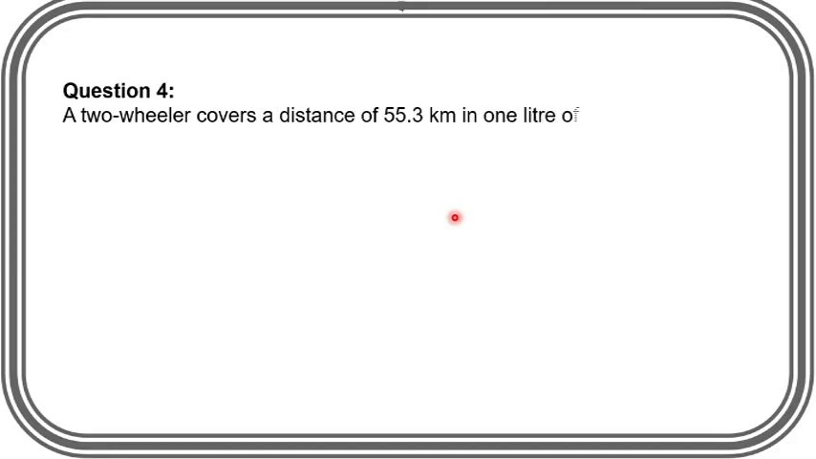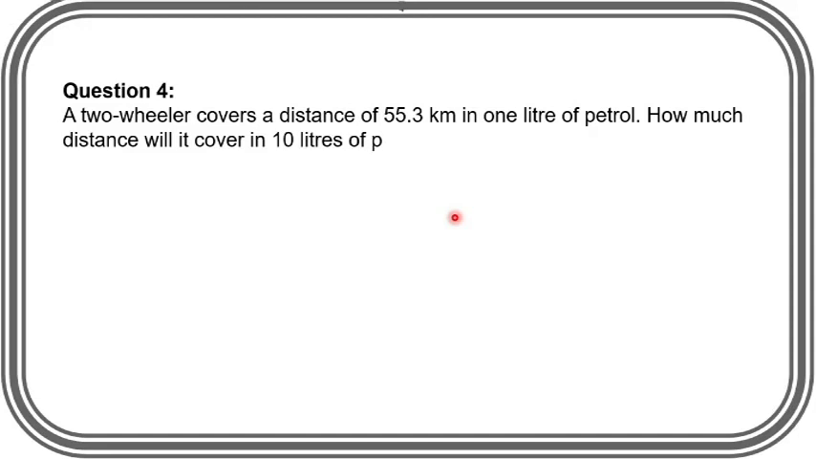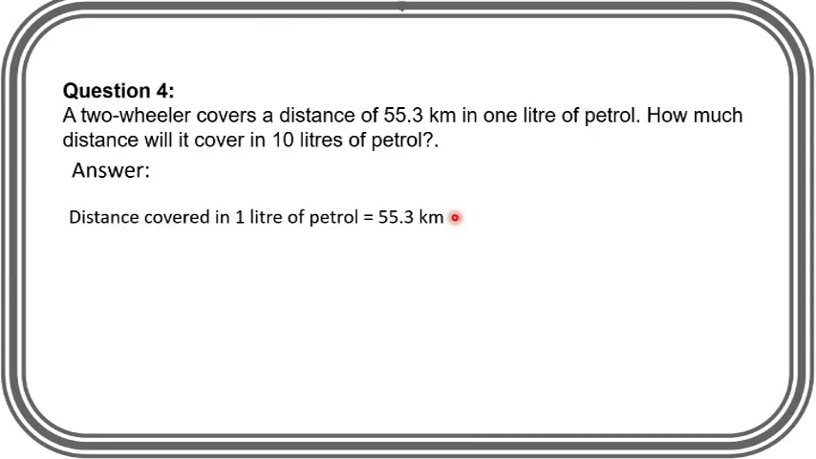Question number 4. A two-wheeler covers a distance of 55.3 km in 1 liter of petrol. How much distance will it cover in 10 liters of petrol? So this is a very easy question. See beta, here we know that the distance covered in 1 liter of petrol is 55.3 kilometers. Now in 10 liters of petrol how much distance will it cover? So what we will do? We will multiply 10 with 55.3. So our answer becomes 553 kilometers.